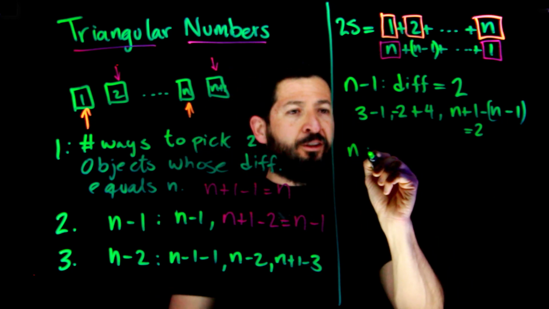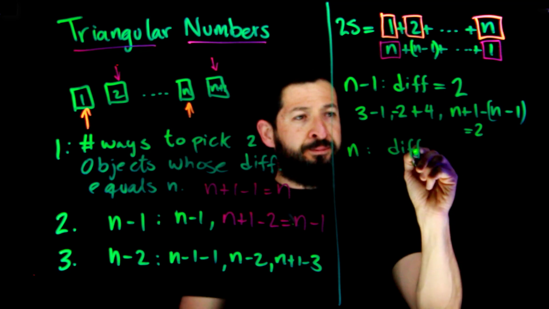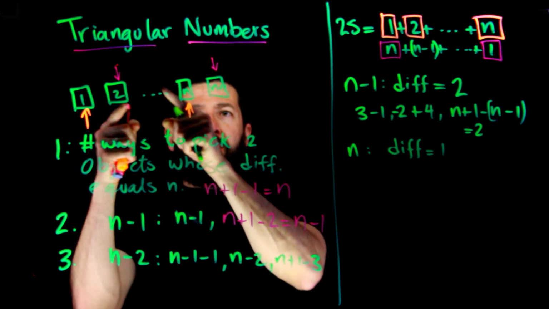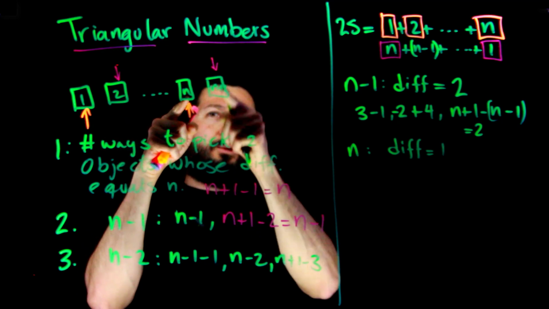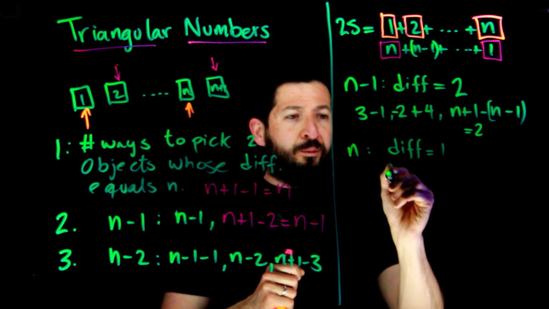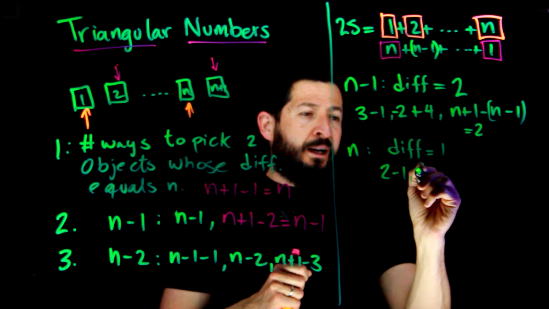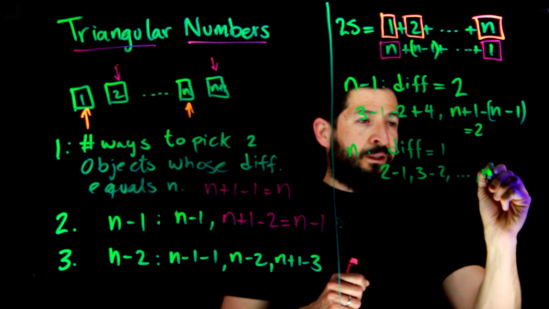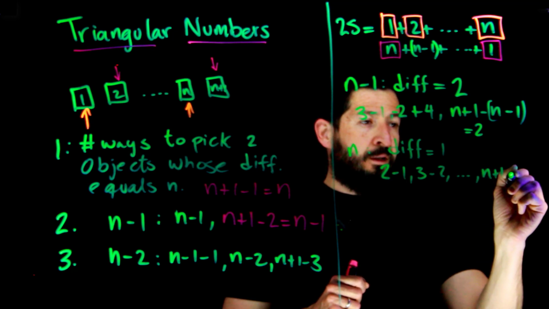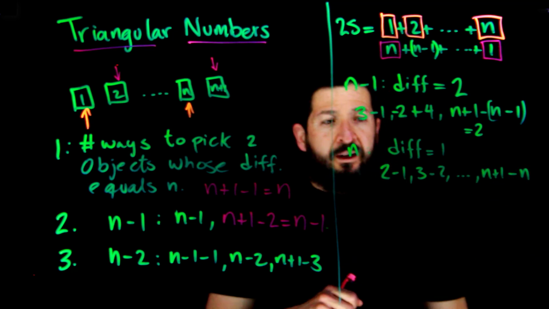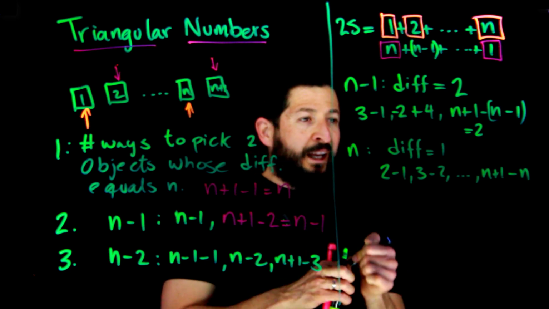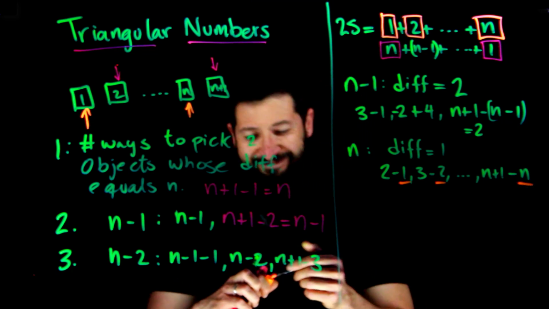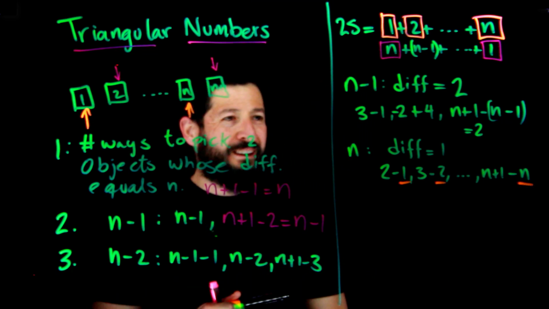And you can see how n is going to be the difference of 1. You go 1 to 2, 2 to 3, and so forth, all the way to n plus 1. So the differences are going to be 2 minus 1, 3 minus 2, all the way out to n plus 1 minus n. And you can count those. There's going to be n of them because you're going 1, 2, 3, all the way out to n. You can count them just looking at what you're subtracting.